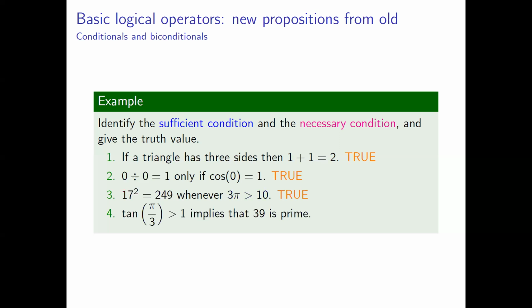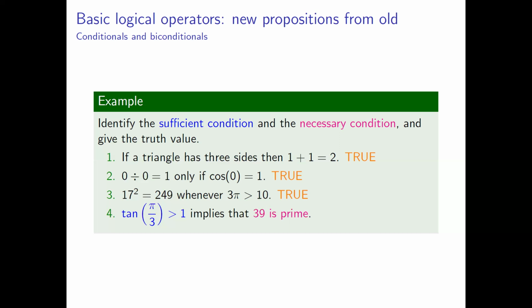For the fourth example, we have the sentence, the condition that tangent of pi over 3 is greater than 1 implies that 39 is prime. The two conditions are linked by the word implies. Hence, this sentence is the same as if the tangent of pi over 3 is greater than 1, then 39 is prime. The sufficient condition is the statement the tangent of pi over 3 is greater than 1, and the necessary condition is the statement 39 is prime.